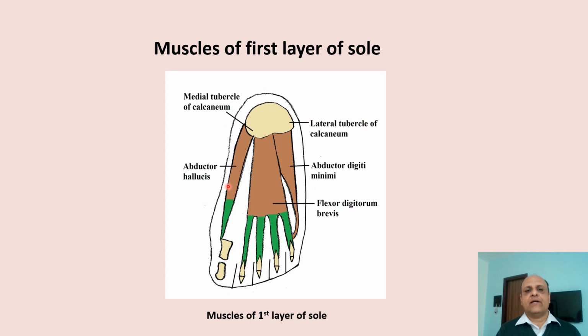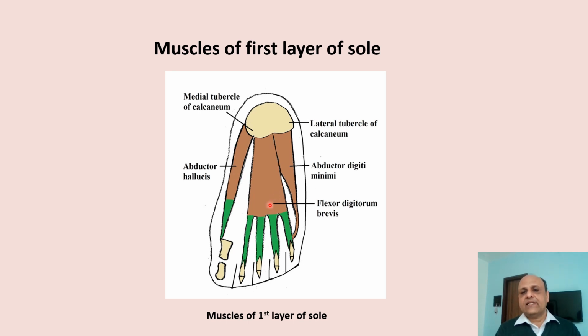So first is abductor hallucis. It arises from the medial tubercle of the calcaneum, and it gets inserted onto the lateral side of the base of the proximal phalanx of the big toe. So that is why when it contracts, it will cause abduction of the big toe. So it is abductor hallucis.